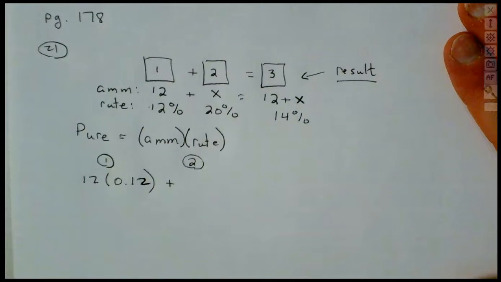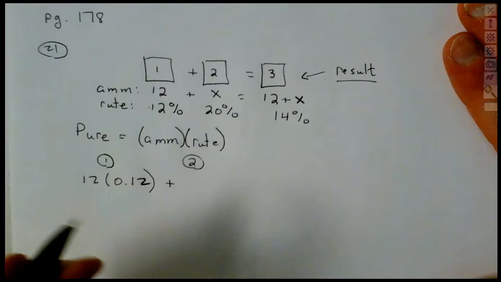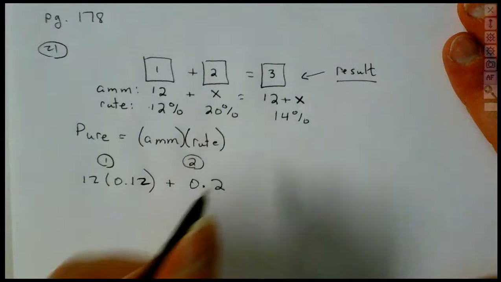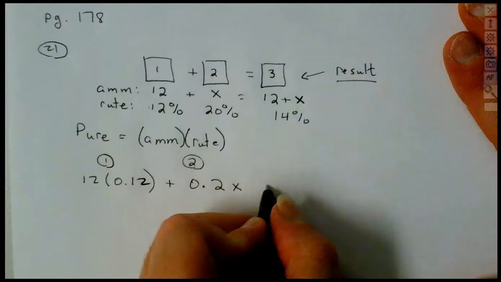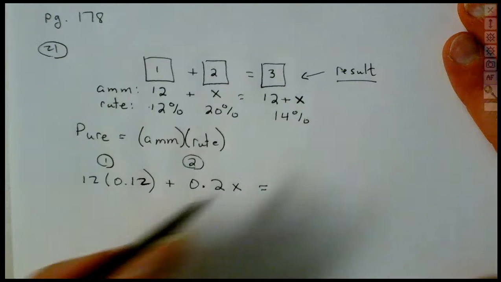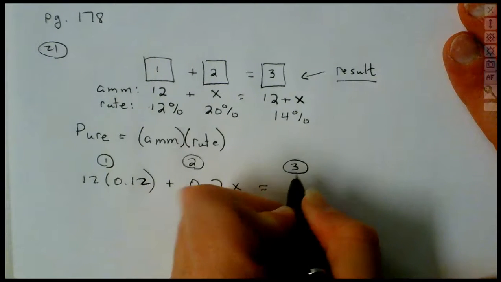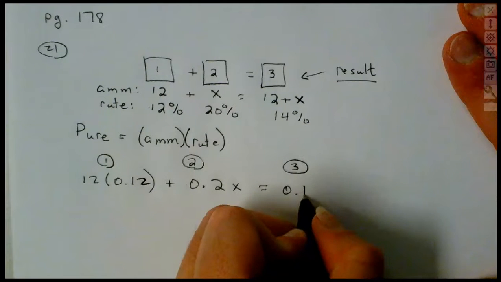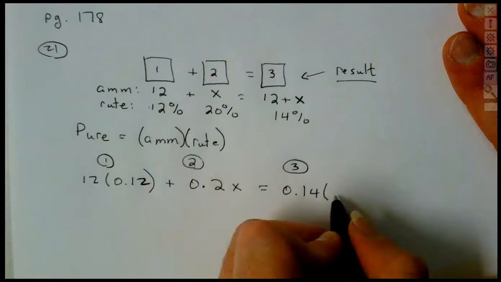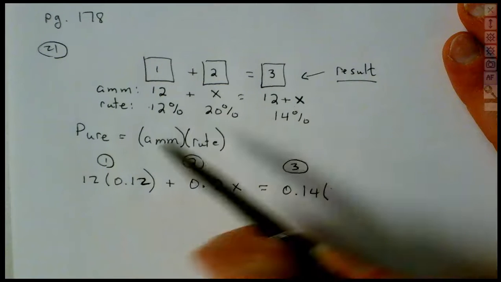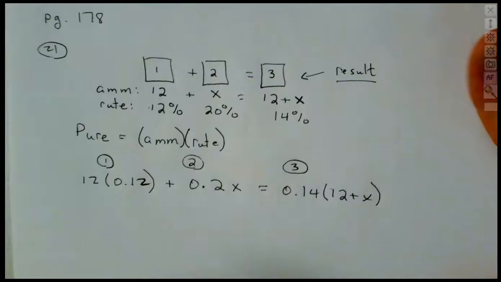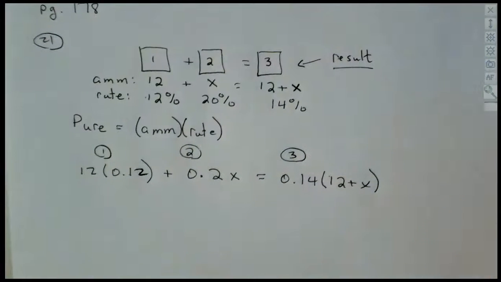What about the next one? Okay, the next one is 20%. So that's 0.2. And how much is in there? X. These add together to give you box 3. Box 3 is 14%, so that's 0.14. How much is in there for the amount? 12 plus x.